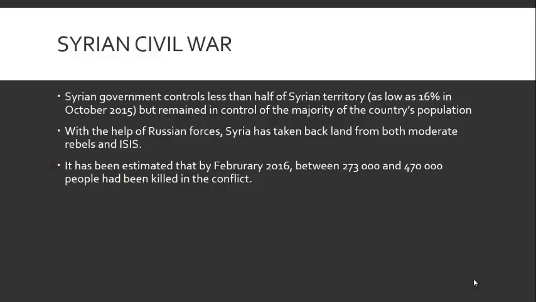Now, the current state of the war is that the Syrian government controls less than half of Syrian territory. And this was as low as 16% of Syria's landmass as of October 2015. But that's gone up with Russia's involvement since then. The Syrian government has taken back a lot of that territory. But at no point did they lose the majority of the country's population. The capital of Syria, Damascus, for example, never fell to any other group. And it has been estimated that by February 2016, between 273,000 and 470,000 people had been killed in the conflict.